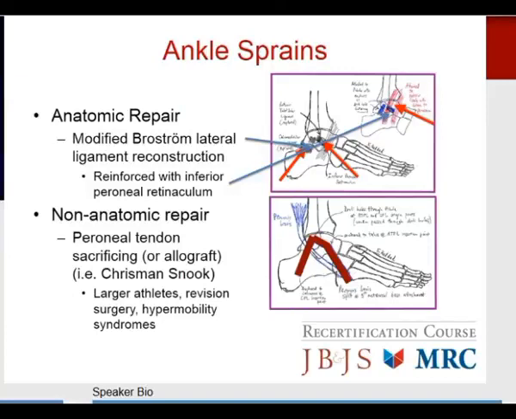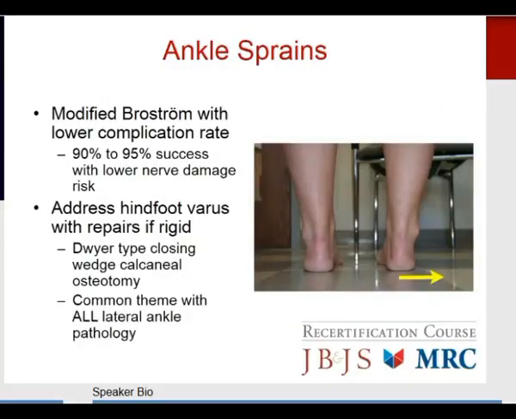We can consider non-anatomic repairs where we take either a slip of peroneal tendon or we utilize an allograft tendon to create a newly reestablished ligament complex laterally. Non-anatomic repairs like this, such as a Chrisman-Snook, are valid for large athletes, NFL linemen, revision surgery if your first modified Brostrom failed, or if they are a hypermobile patient. So if the patient has a positive thumb to forearm test or hyperextension of their elbows, consider a non-anatomic repair rather than a traditional modified Brostrom as your primary operative intervention. Again, they have a high success rate with a Brostrom. There's much less risk of nerve damage because of the incision placement.